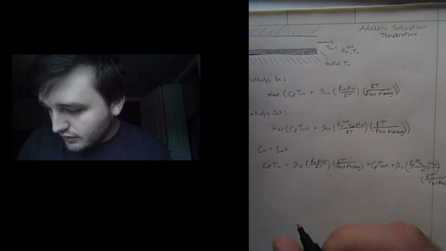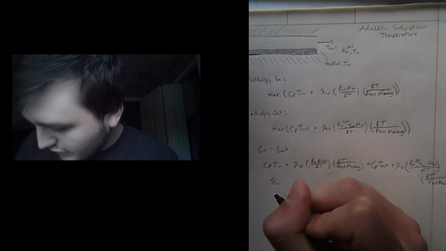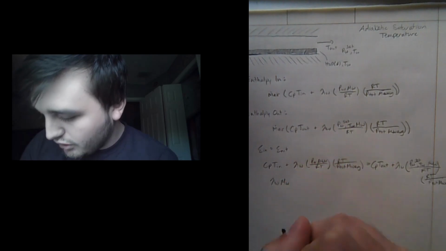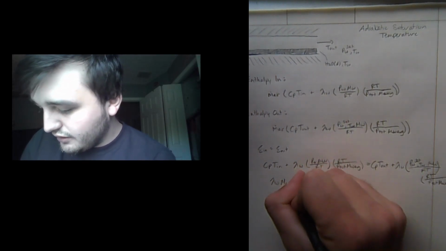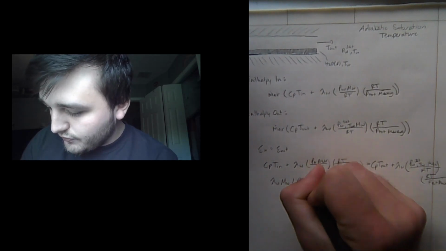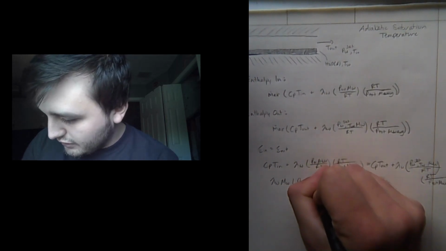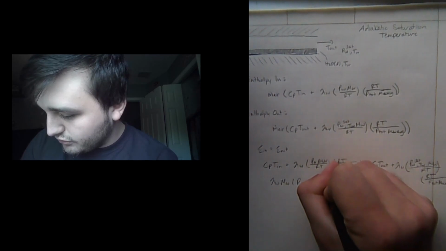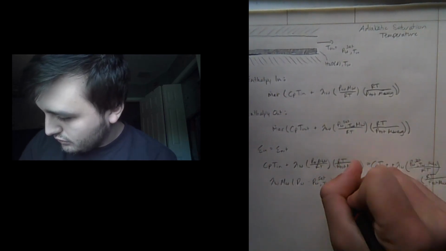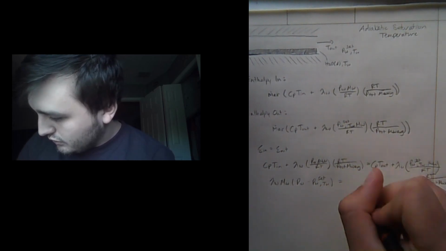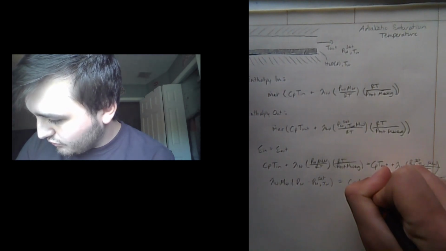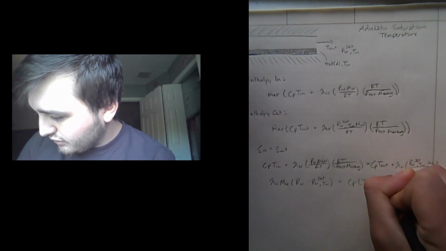multiply the heat of vaporization of the water, and then we're also going to pull out molecular weight of water, and then we're going to say that's multiplied by the partial pressure of water going in minus the partial pressure of water coming out, which is the saturated pressure at TW, is equal to CP, or the heat capacity, times temperature out minus temperature in.